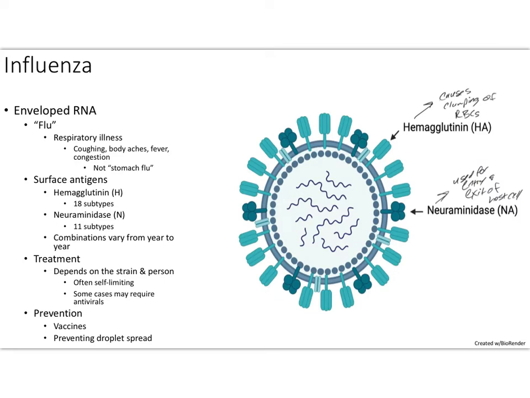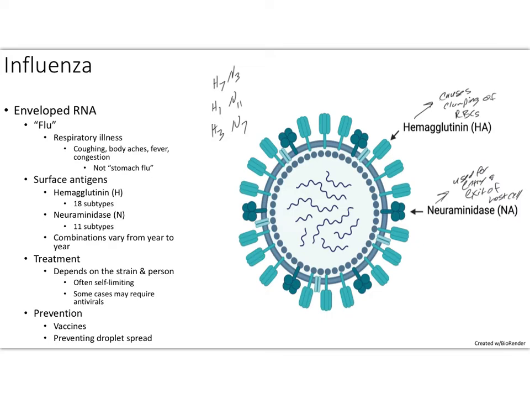So one year we might have a strain of influenza that is circulating that has H number 7 and N number 3. The next year, we might have H1N1. The year after that, we might have H3N7. So it varies from year to year. Some of these combinations are more infectious than others. Some of these combinations cause worse problems in the body than others.